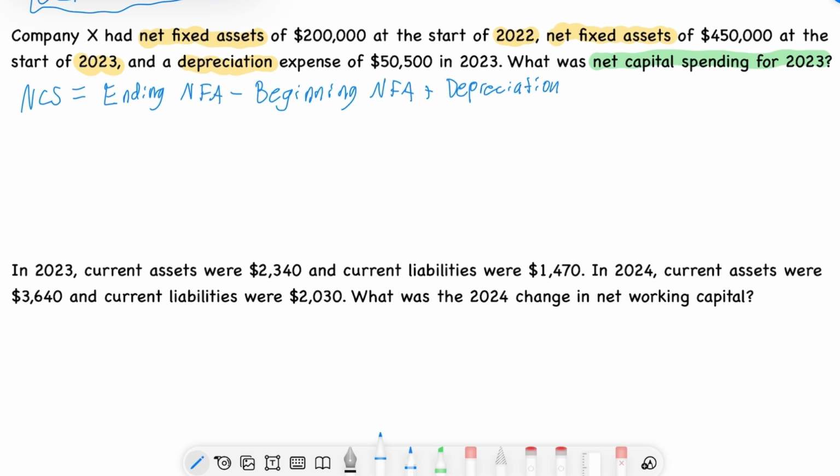So let's see, we've got an ending net fixed assets of $450,000, a beginning net fixed assets of $200,000, and a depreciation expense of $50,500, which is going to give us, if we total all this up, $300,500 in net capital spending. And that's our answer.